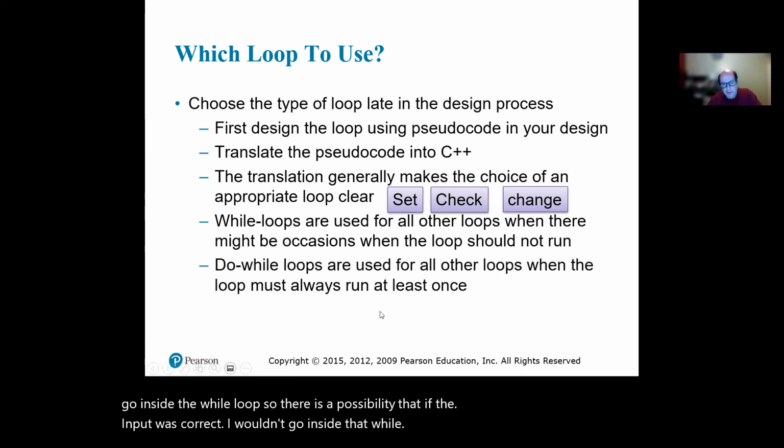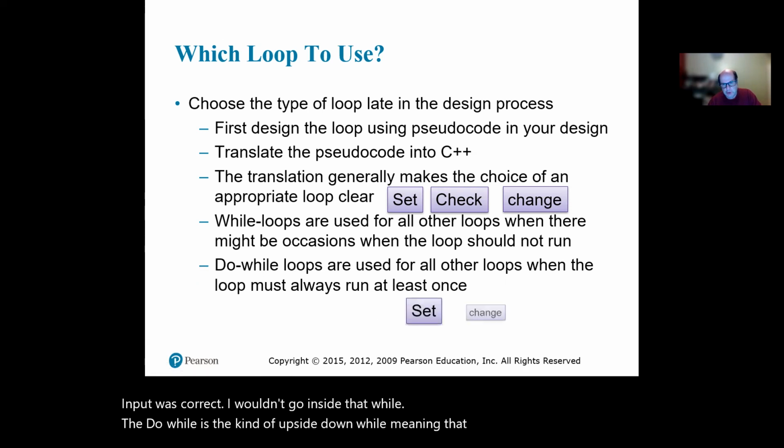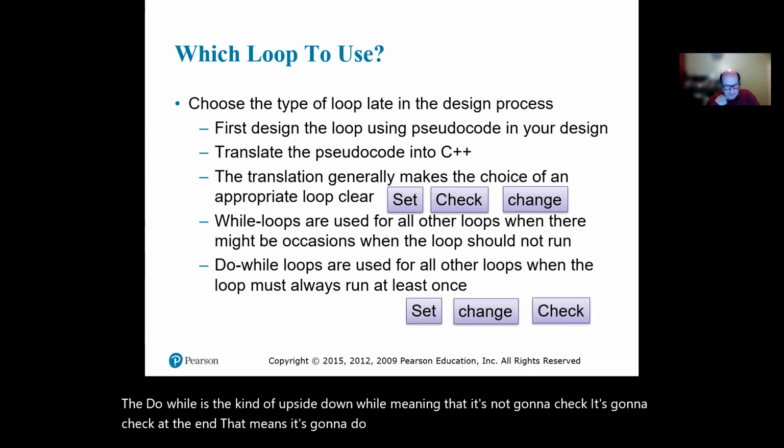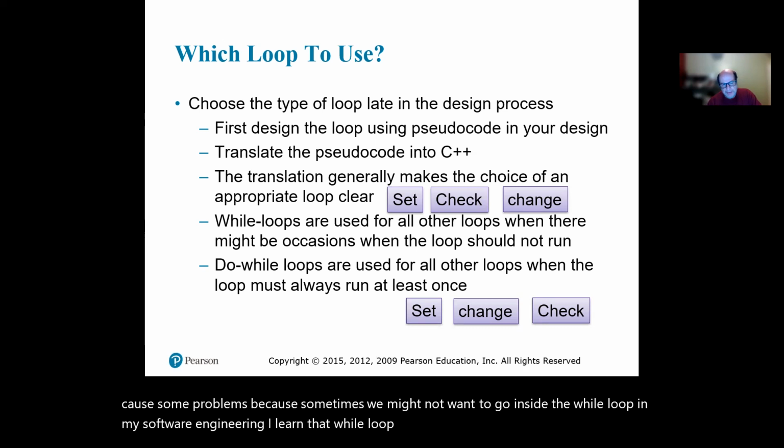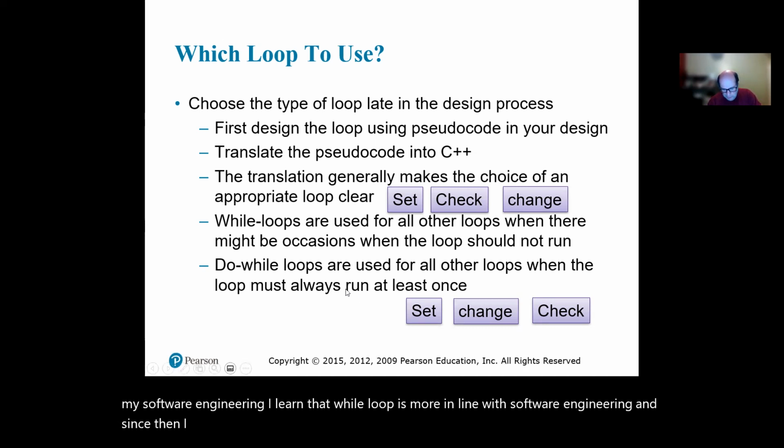The do while is a kind of upside down while, meaning that it's not going to check first. It's going to check at the end. That means it's going to do something, and then it's going to check. This can cause some problems because sometimes we might not want to go inside the loop. In my software engineering courses, I learned that the while loop is more in line with software engineering. And since then, I have never used the do while.